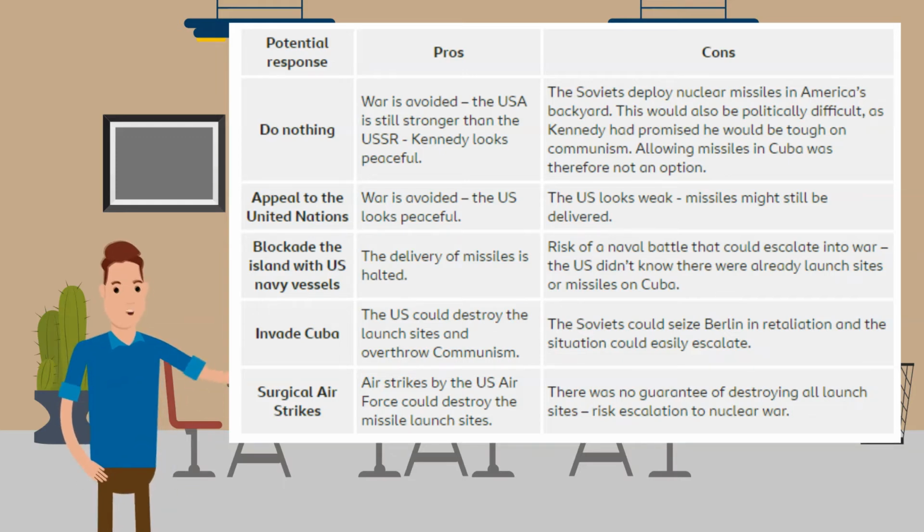Fourthly, invade Cuba. The pros are the US could destroy the launch sites and overthrow communism. The cons are the Soviets could seize Berlin in retaliation and the situation could easily escalate. Fifthly, surgical airstrikes. The pros are airstrikes by the US Air Force could destroy the missile launch sites. The cons are there was no guarantee of destroying all the launch sites and the risk of escalation to nuclear war.